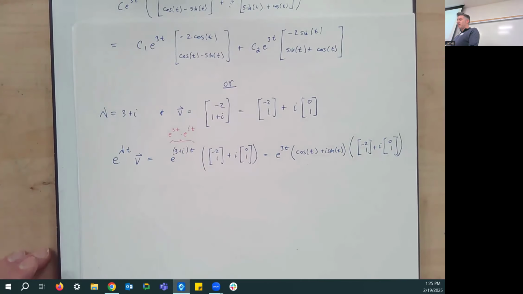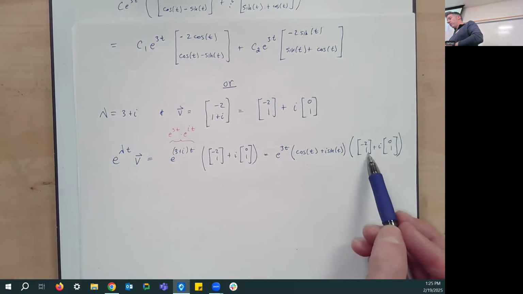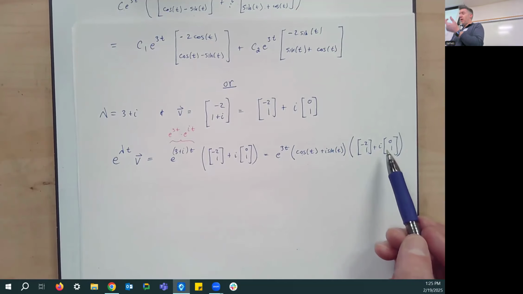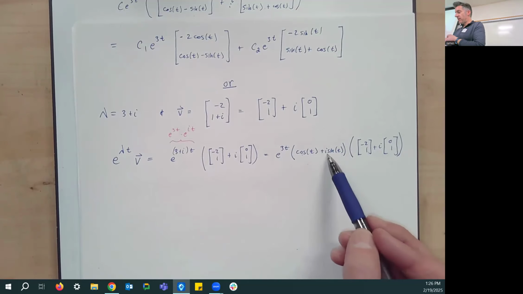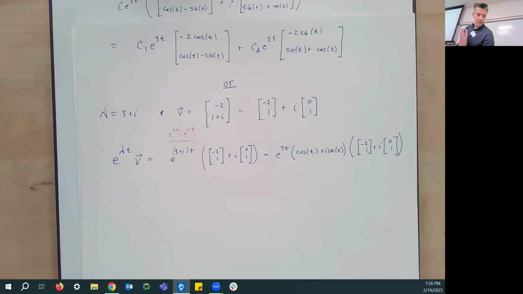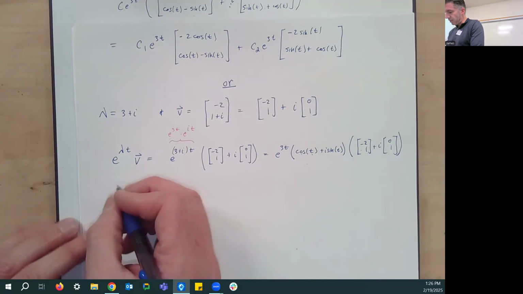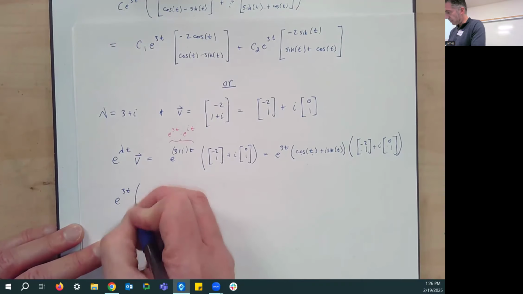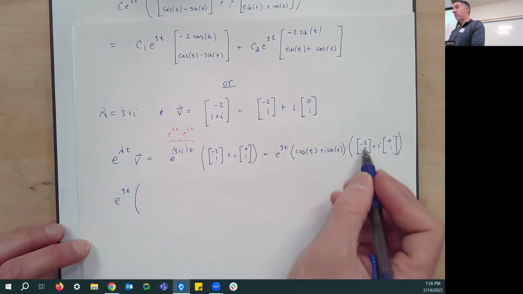And the next step, really, he's just foiling it out. He's really just saying, well, if I FOIL this out, I'm going to get the real parts, which will be cosine times the real vector and i sine times the imaginary vector, but it's going to change the positiveness to negativeness there. And then the imaginary parts are going to be i sine times that and cosine times that. So check it out. Here's what we're going to get. Yeah, so we're going to get e to the 3t times, I'm going to have cosine times the vector -2, 1.